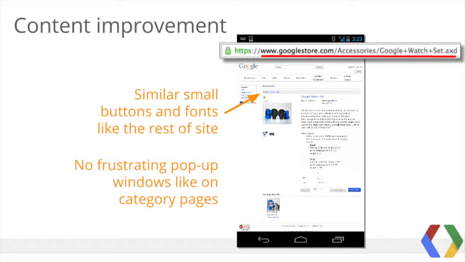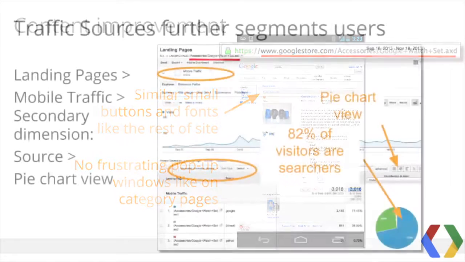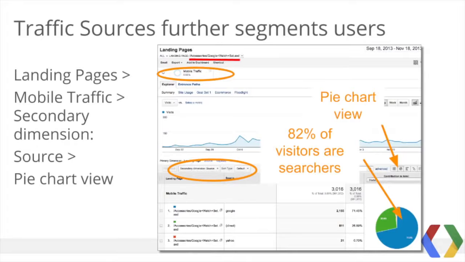For instance, the page has similar small fonts and buttons like the rest of the site, and while they should be improved, it's too prolific an issue to be the cause. Also, there are no frustrating pop-up windows, so that can't be the cause. To better understand why the mobile bounce rate is so high, let's try to determine the user's intent for coming to the /accessories /Google Watch Set page.